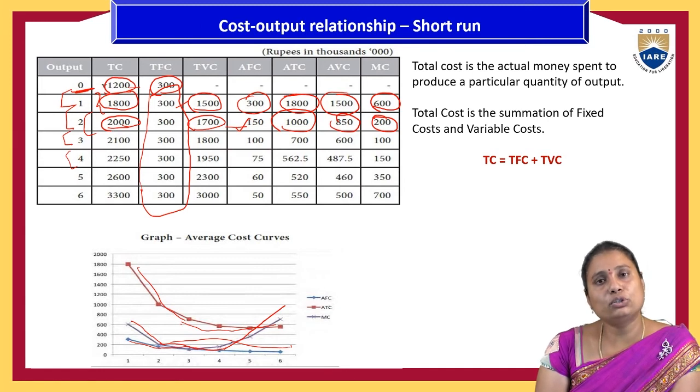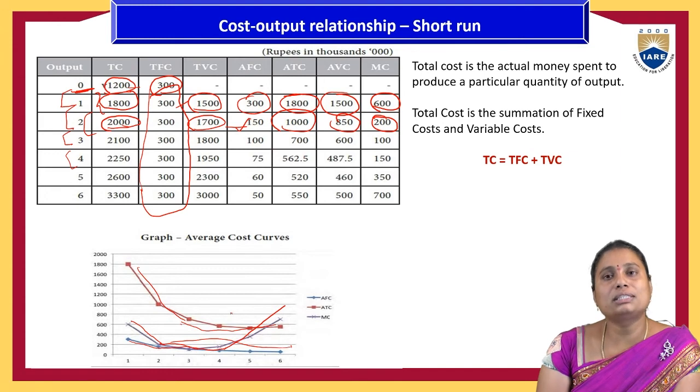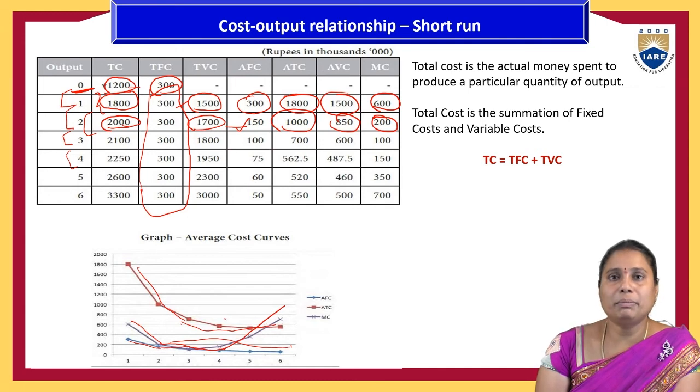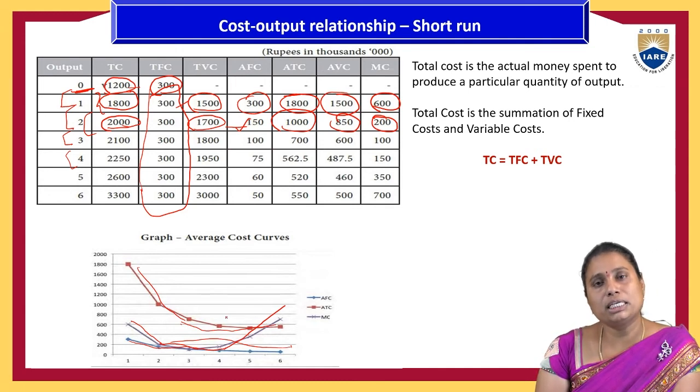Generally in the short run, most changes occur in the variable cost rather than the fixed cost, because fixed cost will be constant in the short run. The rent they are paying, the machinery cost, etc. will be the same. Land, machinery, rent, etc. will be the same. Only the material cost will change. That's why in the short run, we can observe more changes at the variable cost level than the fixed level.